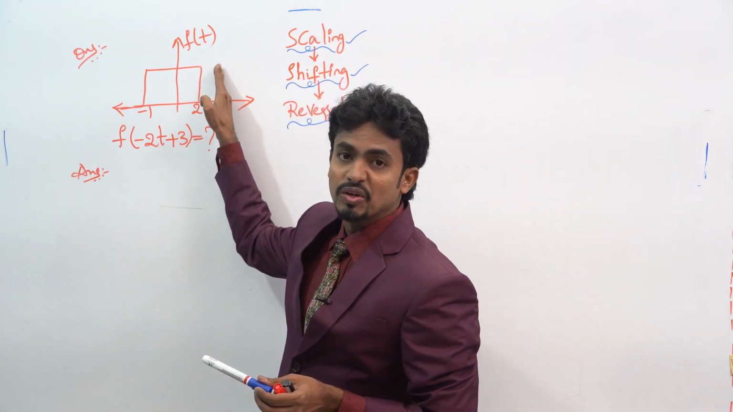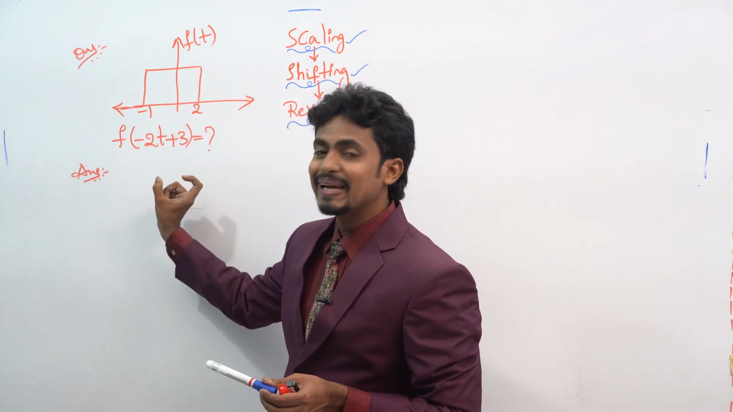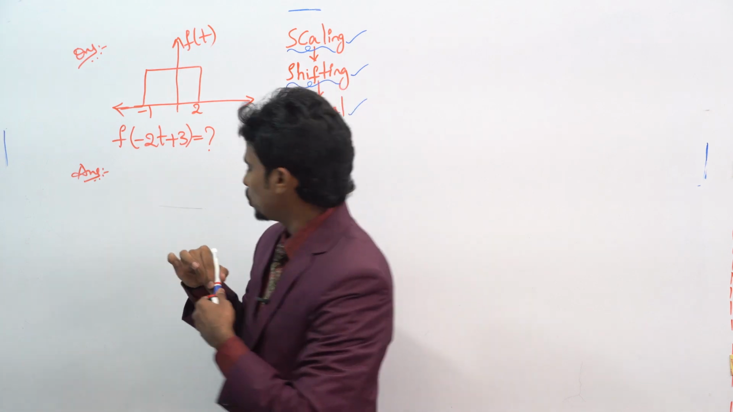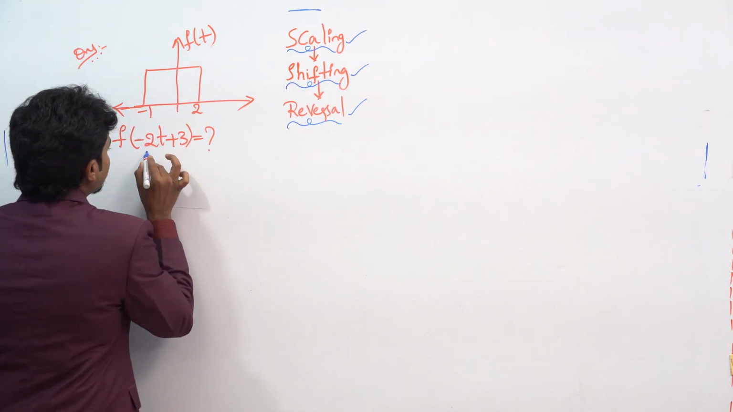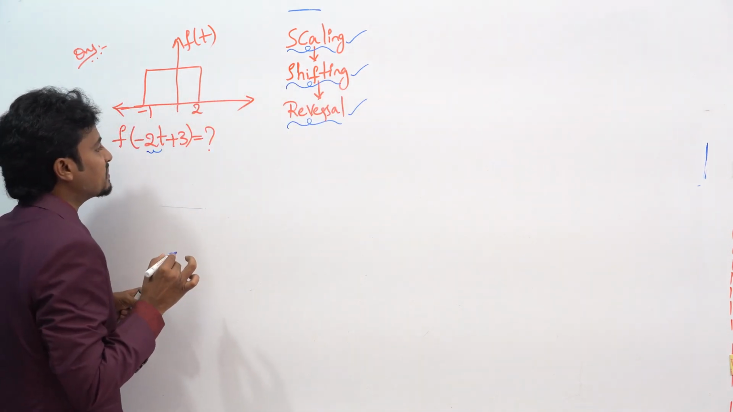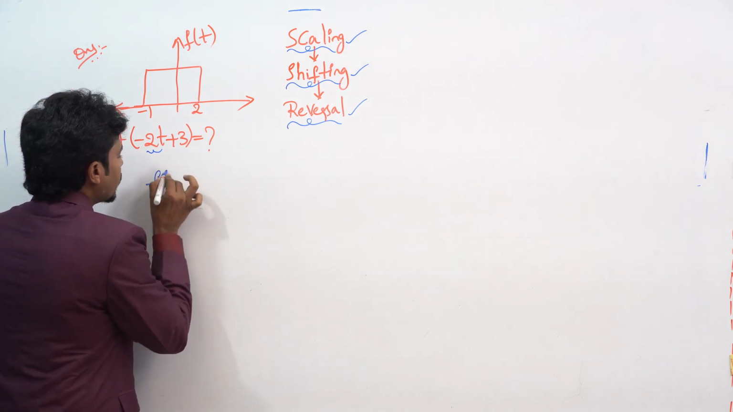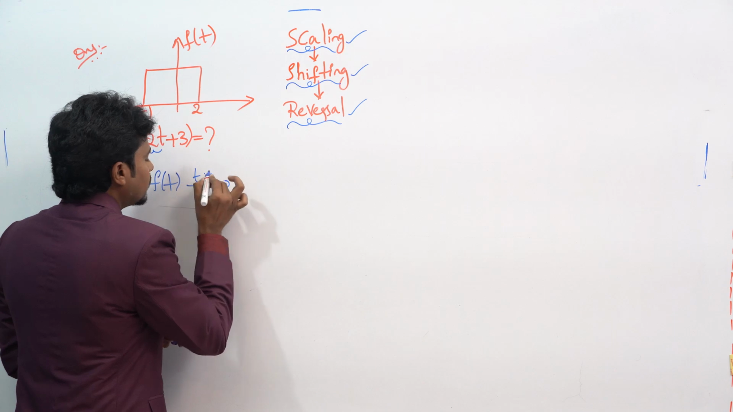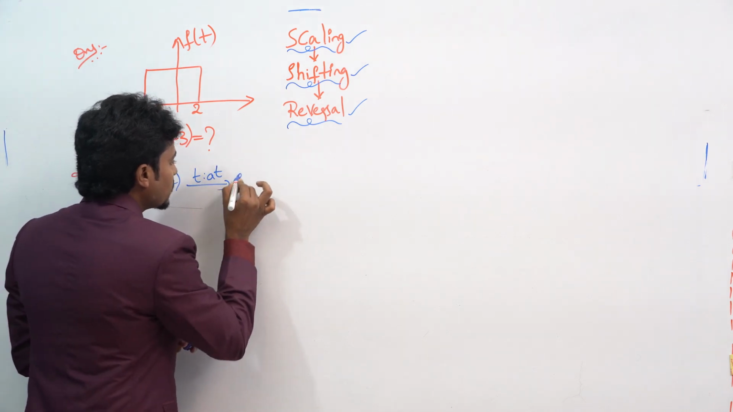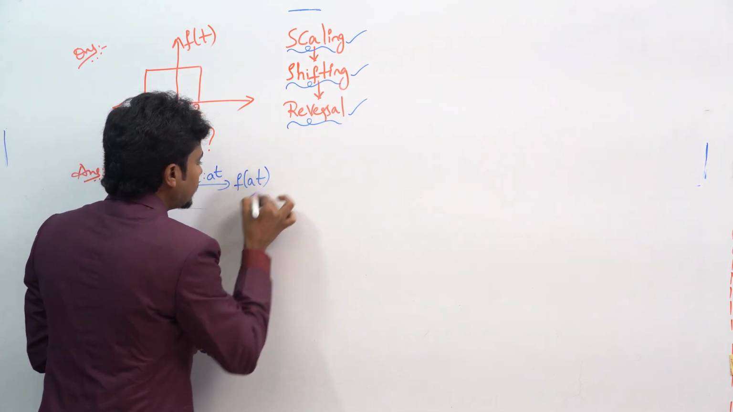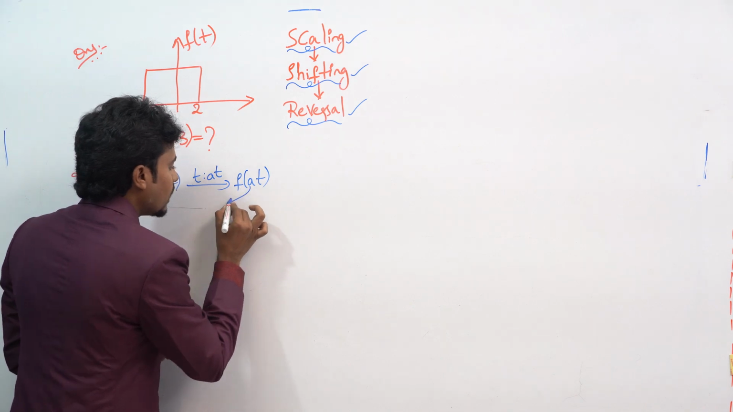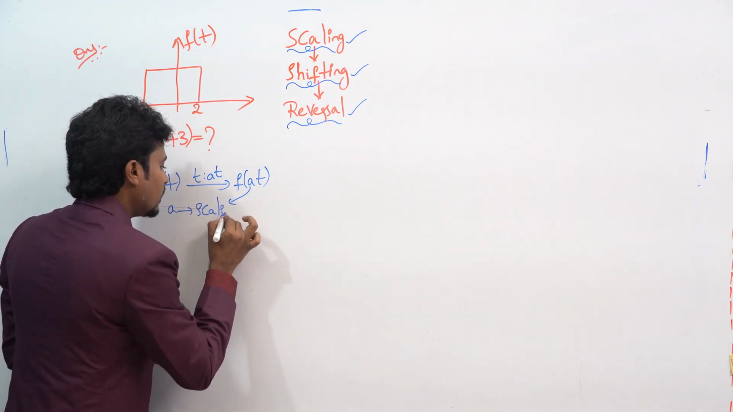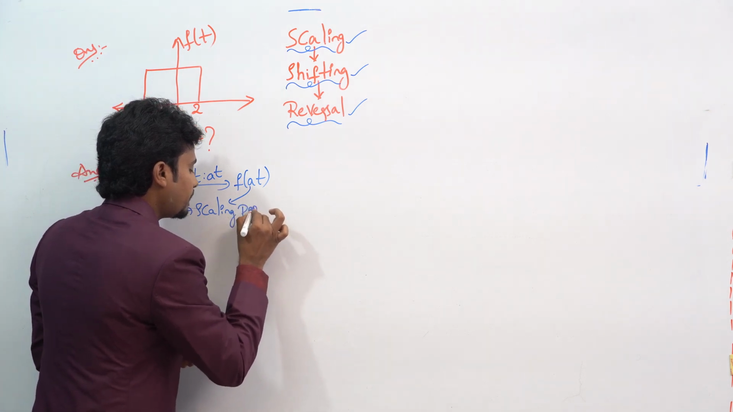This is the plot they have given. Here the scaling parameter is 2. Okay, 2 is the scaling parameter. How can we write the scaling parameter? Here f of t, in place of t we have to replace t with at. This will become f of at. Here a is the scaling parameter.